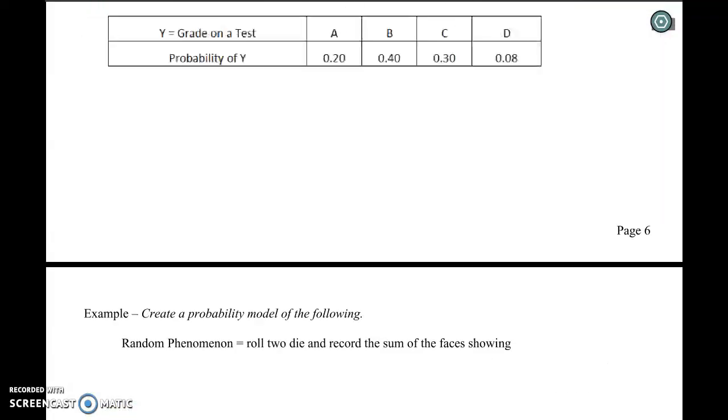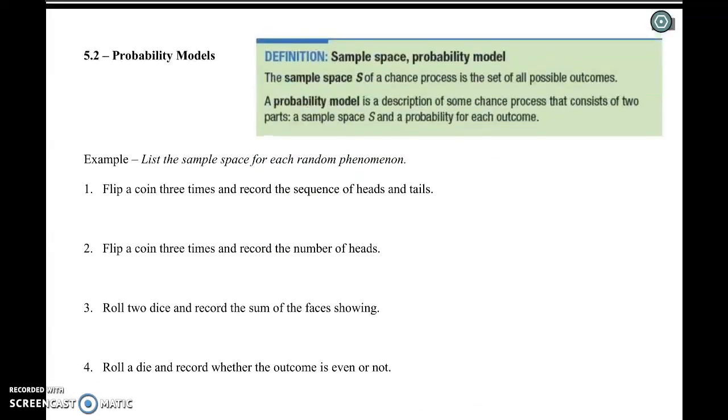All right, section 5.2 introduces probability models and some basic rules on probability, some theoretical probability stuff.